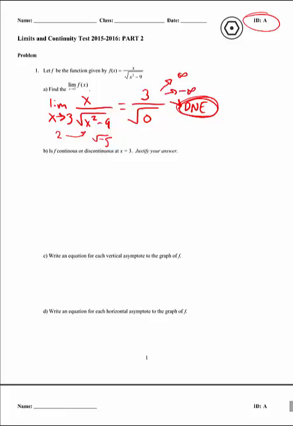Is f of x continuous or discontinuous? Well, it's going to have to be discontinuous, because if we remember our 3 discontinuity rules, the first one said that the limit as x approached that value a, and in this case it'll be 3, right, because it's at 3, does not exist. The limit has to exist. In this case, it doesn't exist, so it's discontinuous.